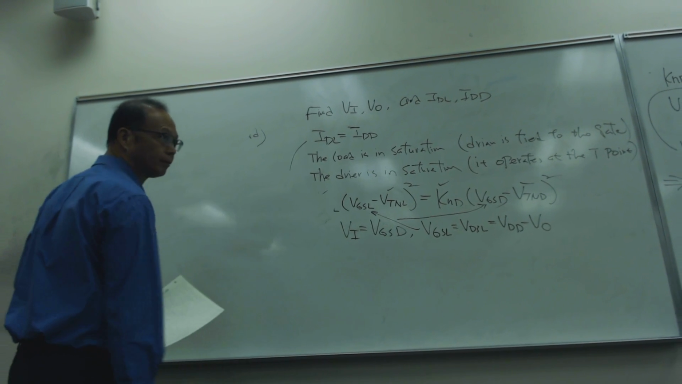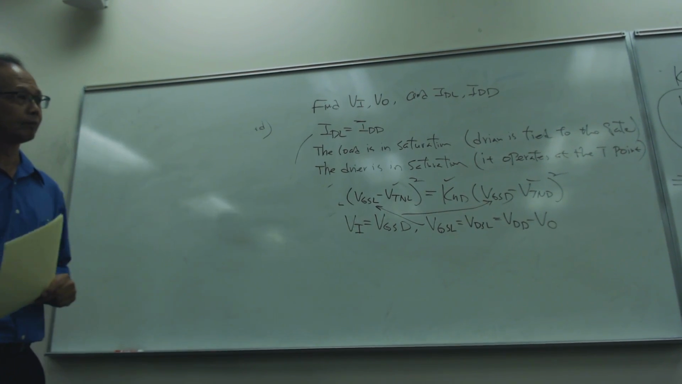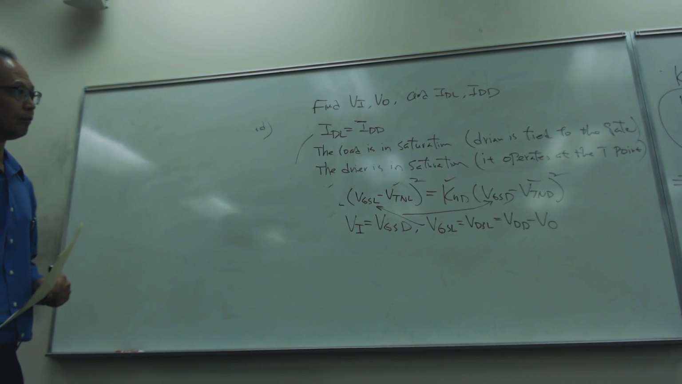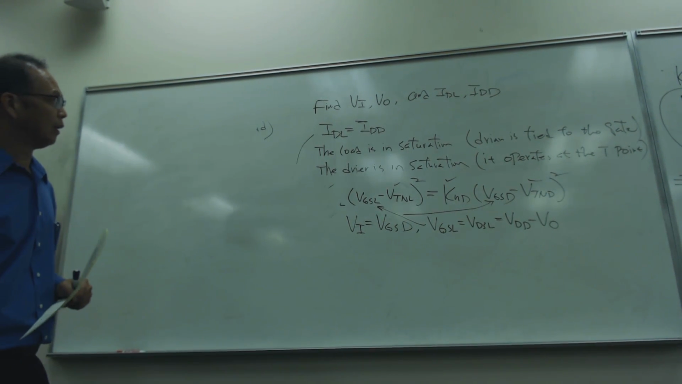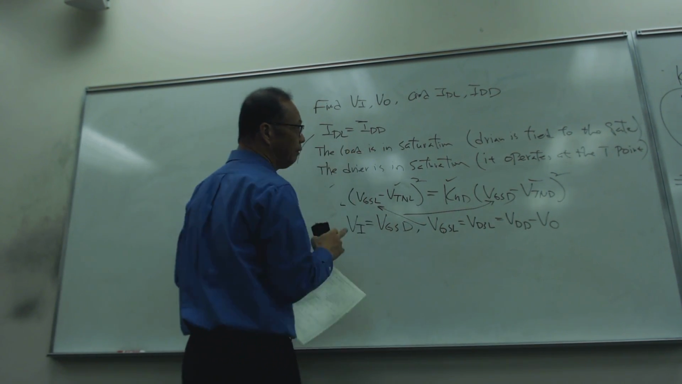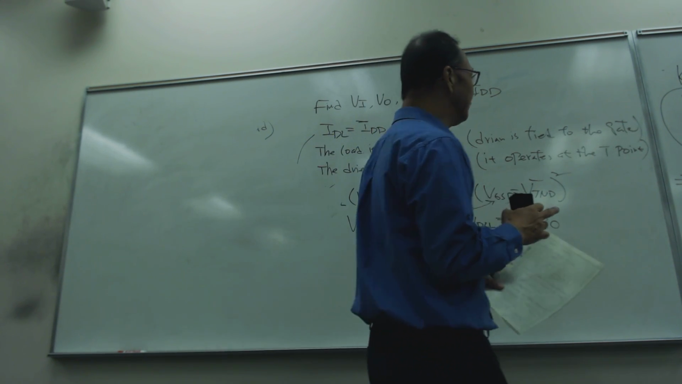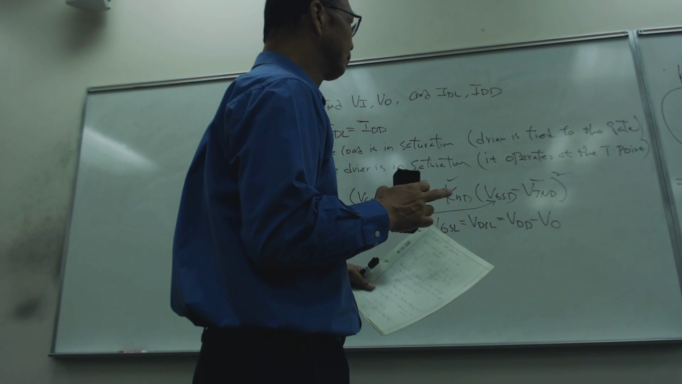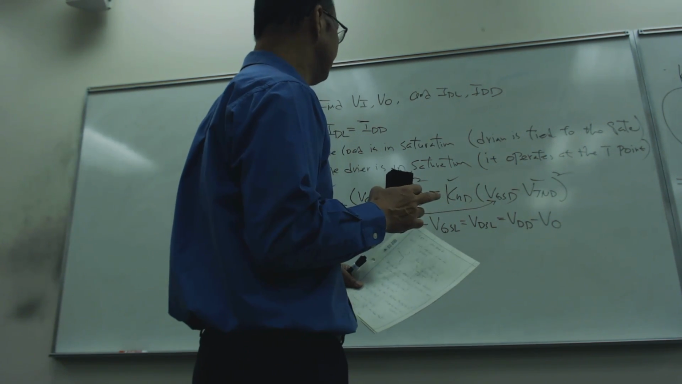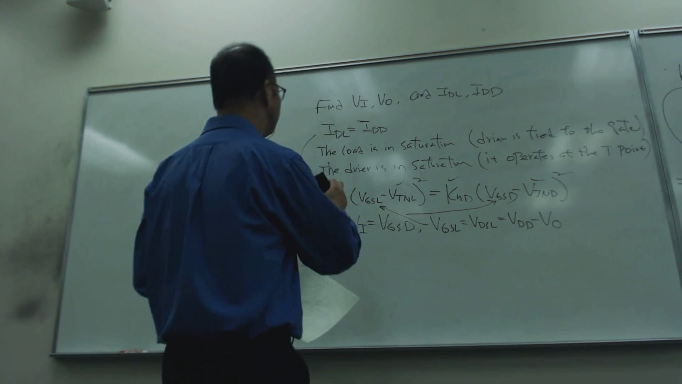Okay, so that means your ID is equal to 0.2 milliamps, right? We got that from part 1 when we did the circuit. If you want to find IDD, we found ID earlier, so it's the same, right? IDD is the same as ID.